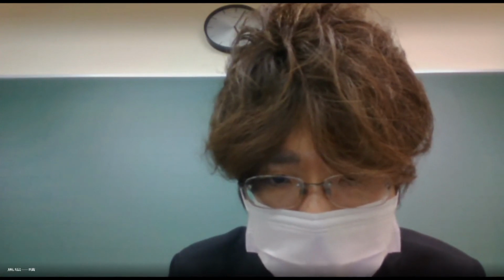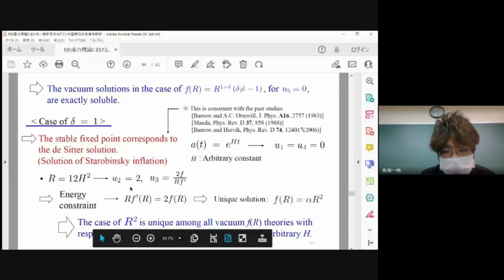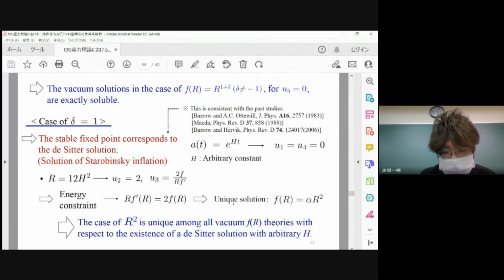Okay. The answer for your question is this one. We have this form of a very simple differential equation. The only unique solution is given by this form, so we can obtain the R squared gravity from our analysis.